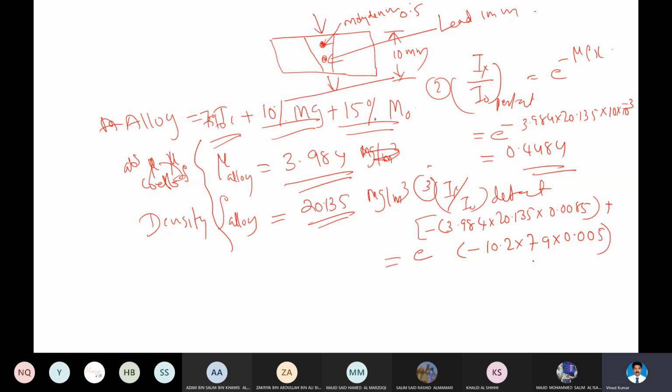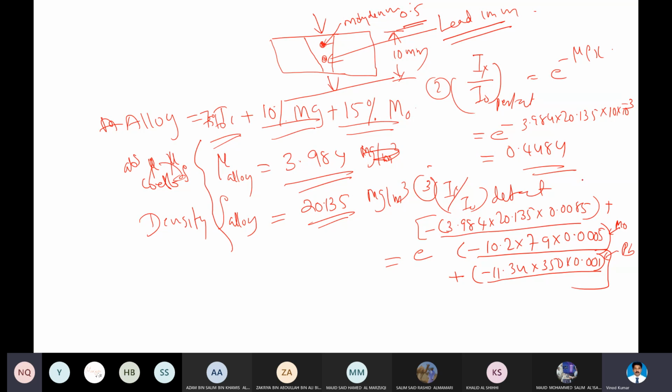Then plus, what is the remaining? Minus 11.34 times 350 times 0.001. I will explain what this is. This term corresponds to 1 millimeter of lead. This one corresponds to 0.5 millimeter of molybdenum. So this is molybdenum and this is lead, Pb. And this one is the normal alloy.